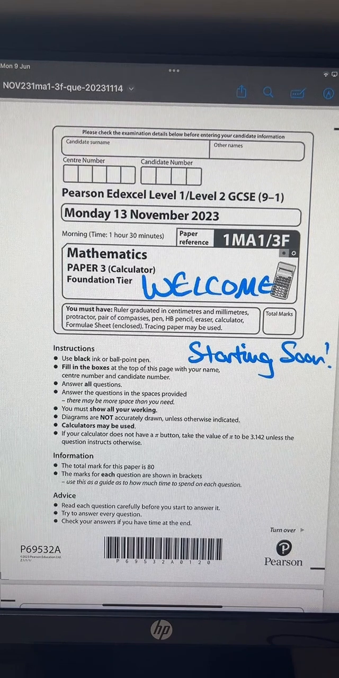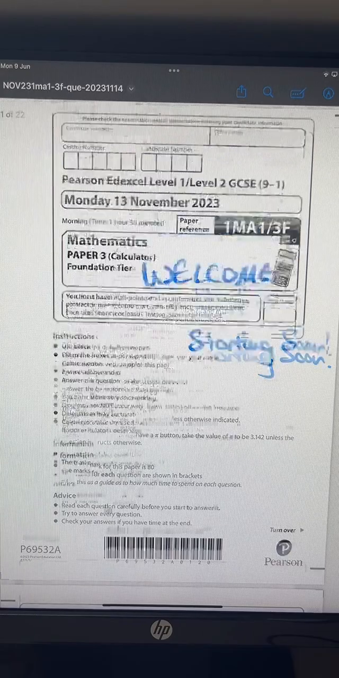Welcome, guys. We are going to be doing the foundation paper 2023 November. And this is in preparation for the maths exam on Wednesday coming up, GCSE Maths. So let's just jump right into it.